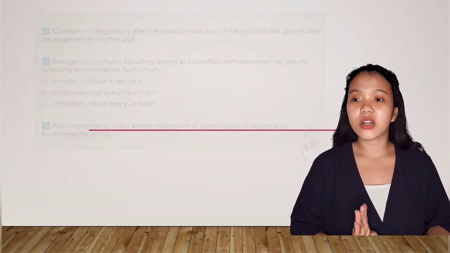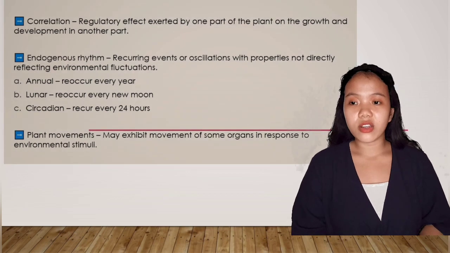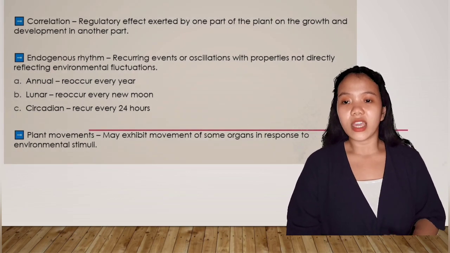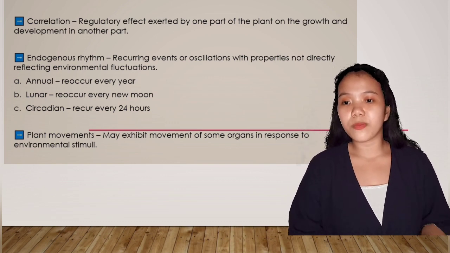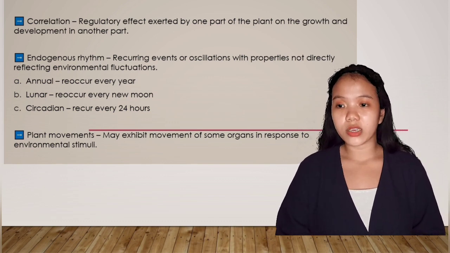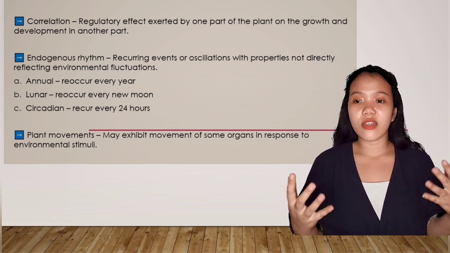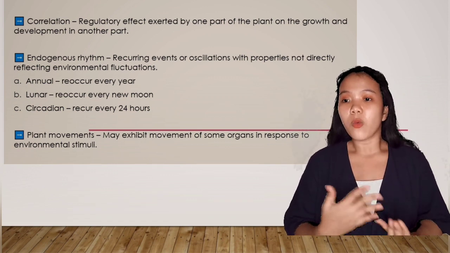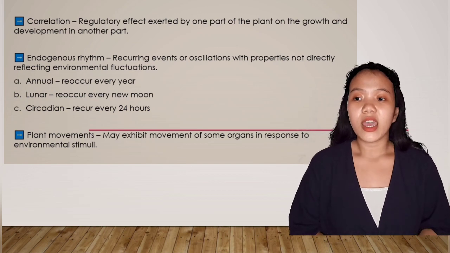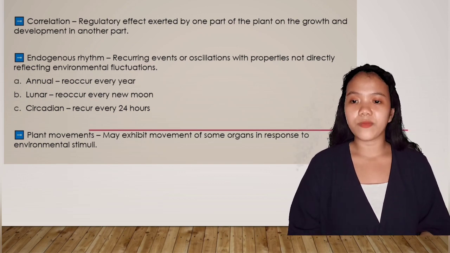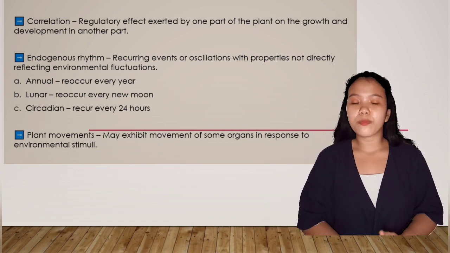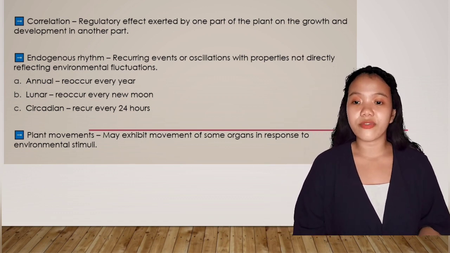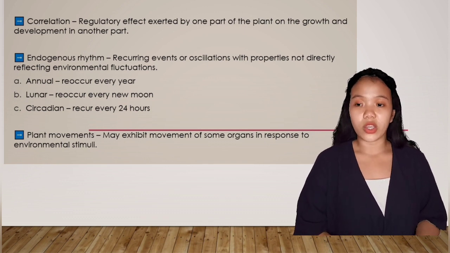And then we will talk about the correlation. Correlation is the regulatory effect exerted by one part of the plant on the growth and development in another part. So correlation is the relation between one part to another part. And then endogenous rhythm: reoccurring events or oscillations with properties not directly reflecting environmental fluctuations.